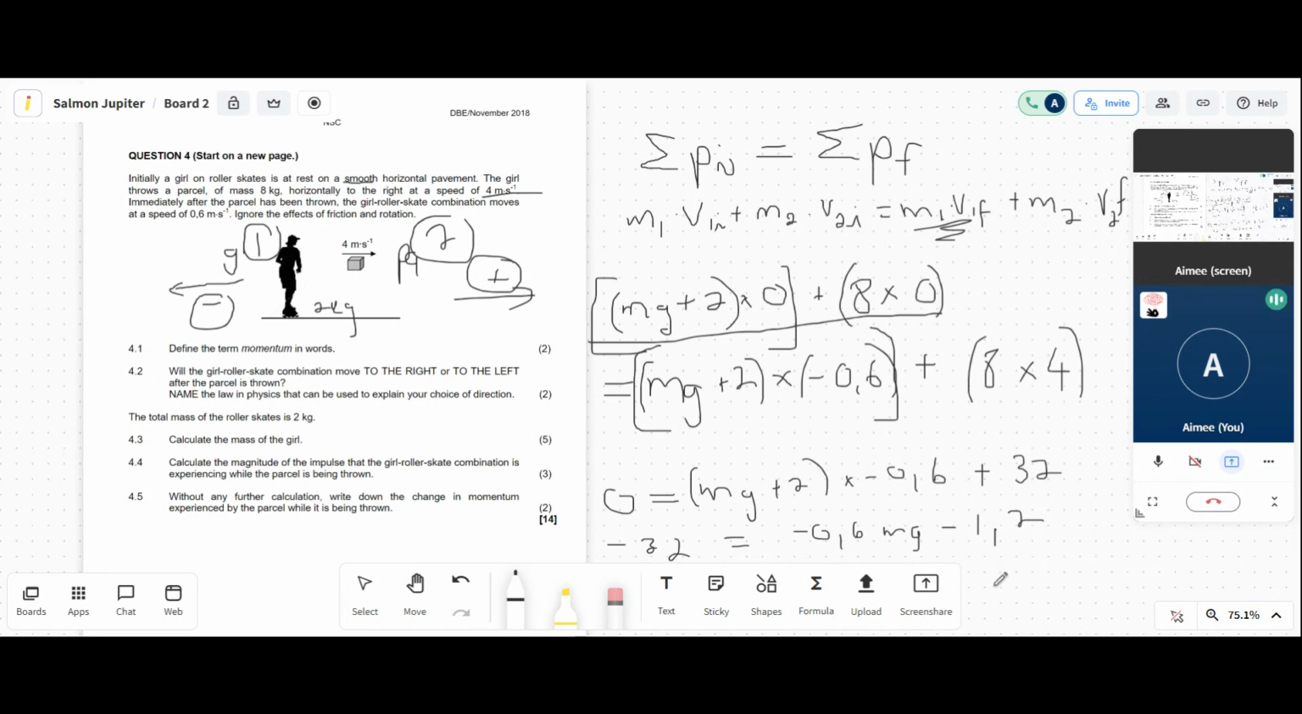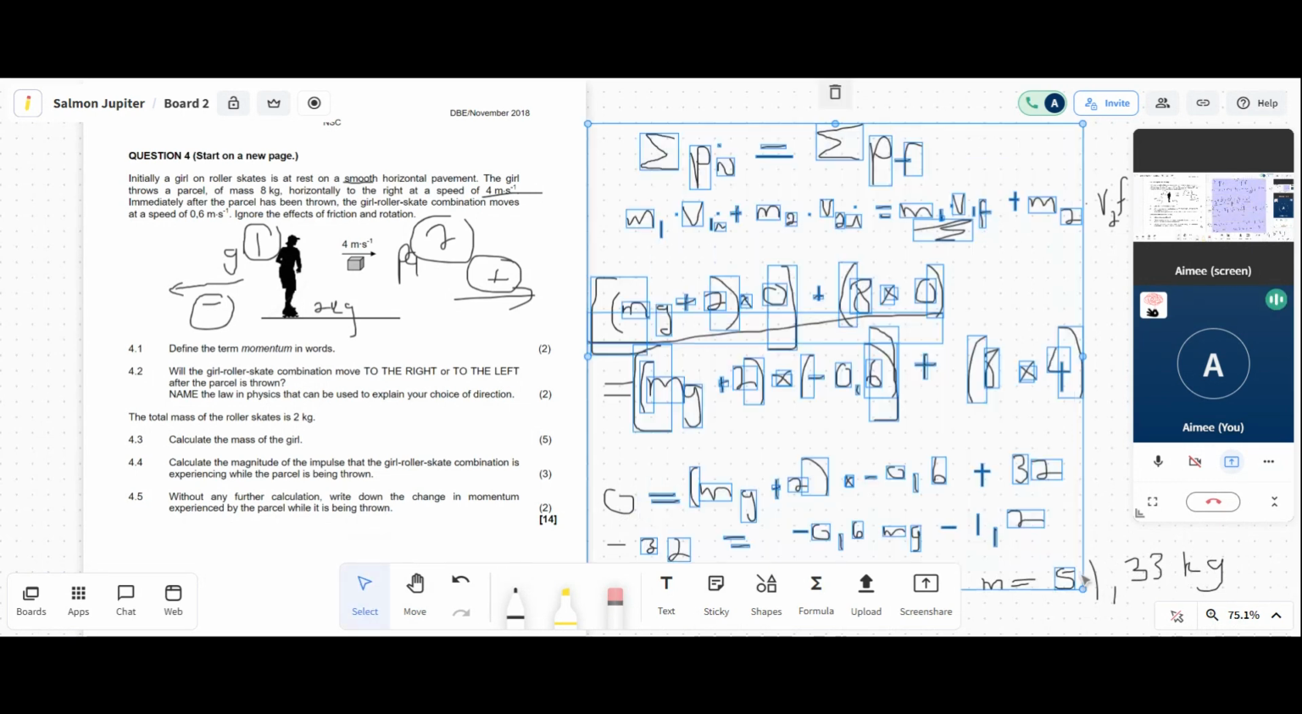And the mass of the girl is 51.33 kilograms. And that's your final answer. Okay. Now we select all of this. Hopefully that all made sense.